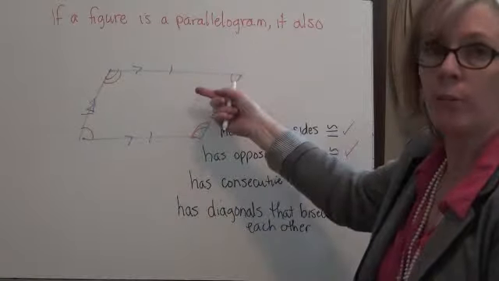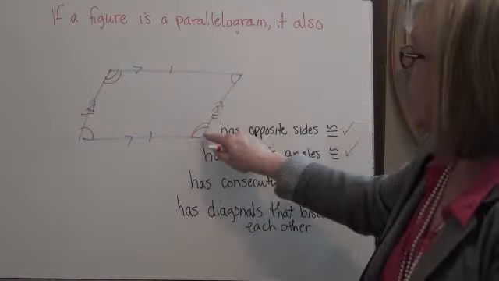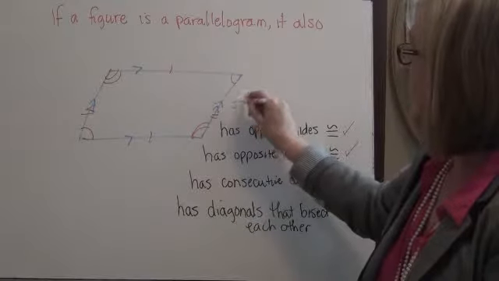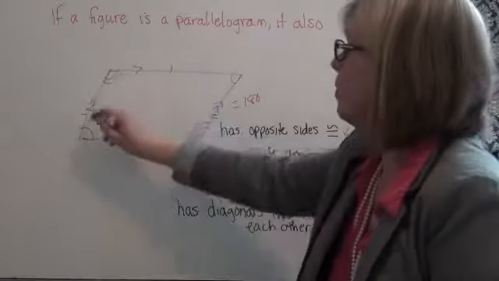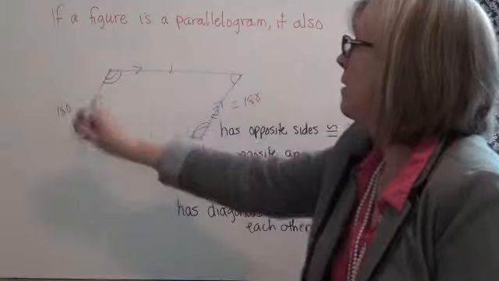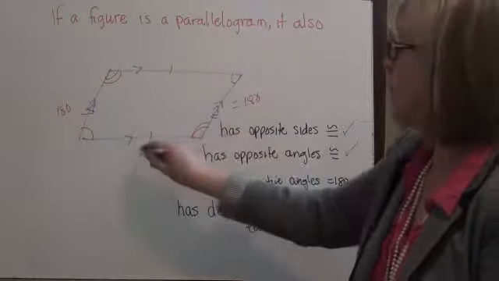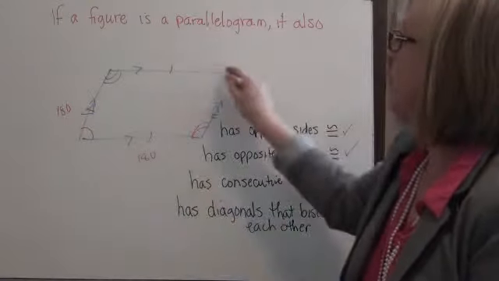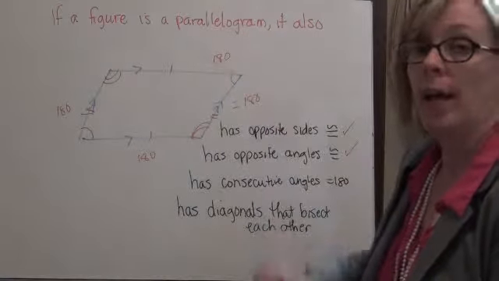It has consecutive angles that equal 180. Consecutive means next to each other. Remember our consecutive interior angles? So this angle plus this angle equals 180. This angle plus this angle equals 180. This angle plus this angle equals 180. And this angle plus this angle equals 180. Okay?